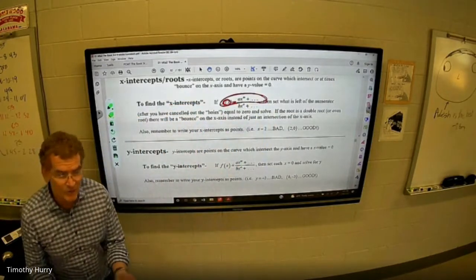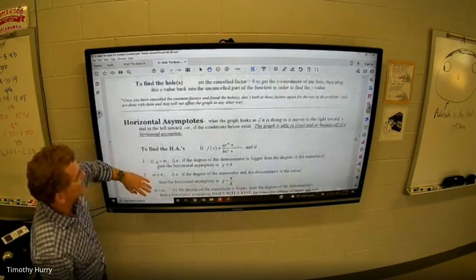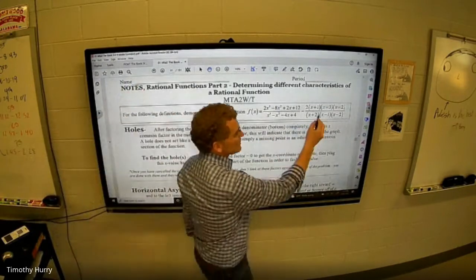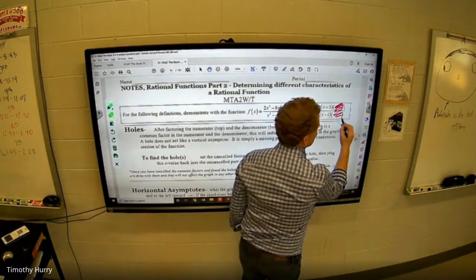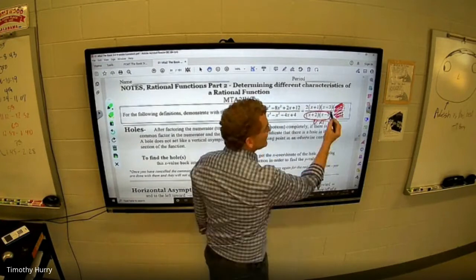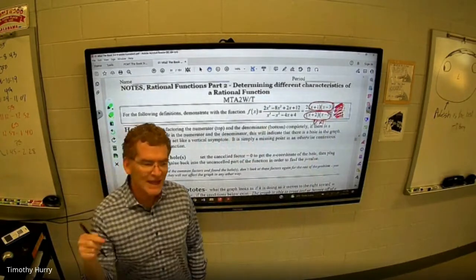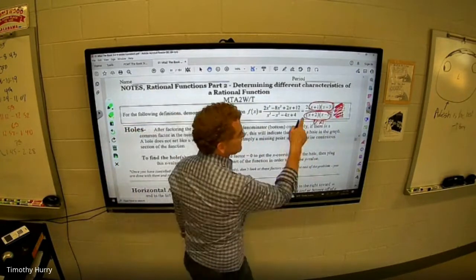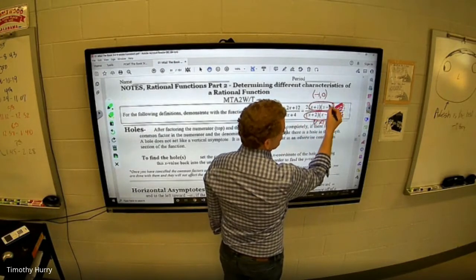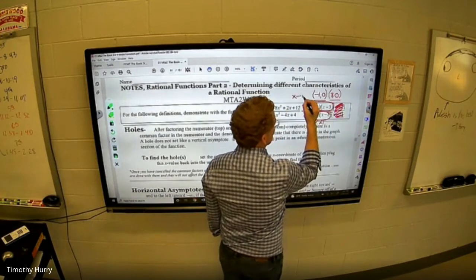So if you think about it, rather than overthinking this, going back to this original problem right here, these represent where the holes are. I'm going to get rid of those quickly. These represent the vertical asymptotes right there. Well, anything left in the numerator that has an x in it, set those equal to 0, and you get your x-intercepts. So if I solve for that, I get x equals -1, and I already know the y is 0. Here, if I solve for x, I get x equals 3, and I already know the y is 0. Those are my x-intercepts.